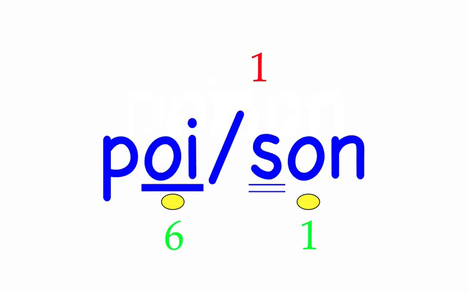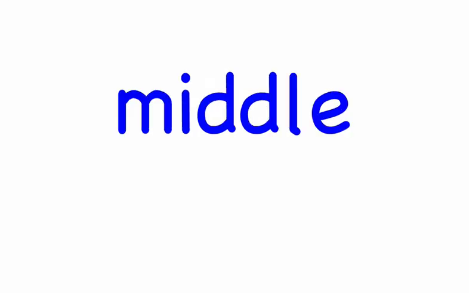Poison. Mark the word. Middle. The child goes to middle school. Middle. Mid, three sounds: m, i, d. Dull, two sounds: d, ul. Mid-dull. Mark the word.